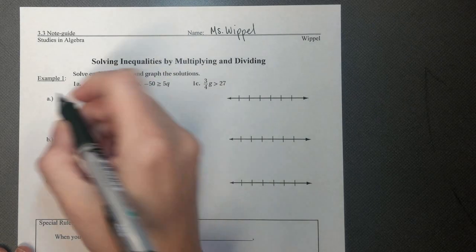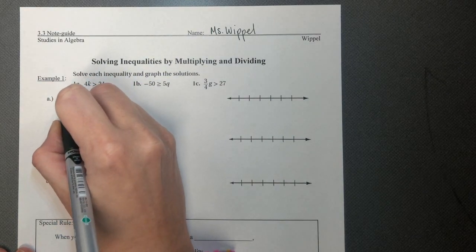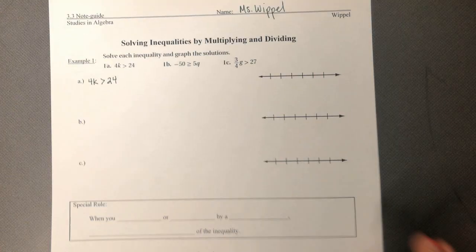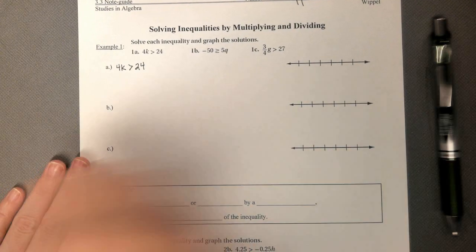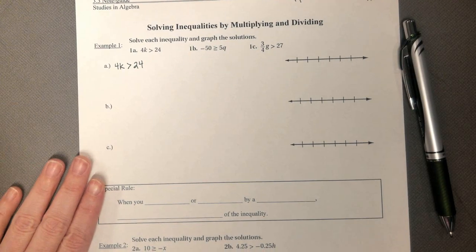Okay, so for A, some of you may have already written this down. You have 4K is greater than 24. Now, if you're going to solve that, remember our inverse operation. How do you undo multiplication? Yep, you're going to divide.